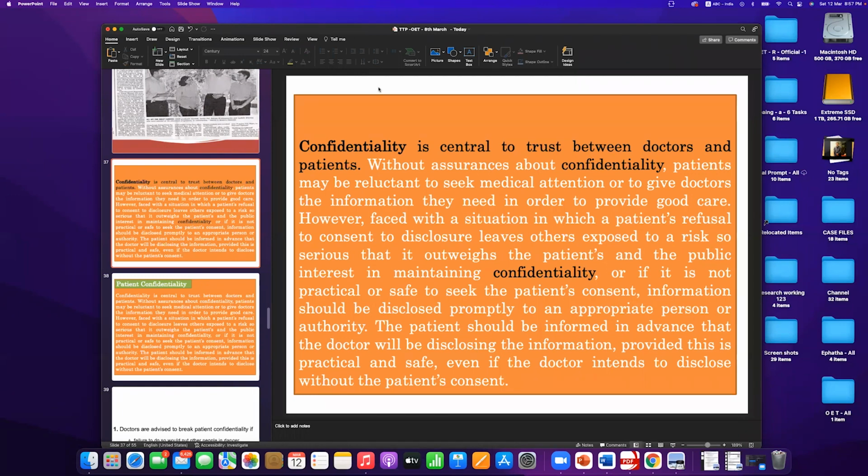However, faced with the situation in which a patient's refusal to consent to disclose leaves others exposed to a risk so serious that it outweighs the patient's and the public interest in maintaining confidentiality, or if it is not practical or safe to seek the patient's consent, information should be disclosed promptly to the appropriate person or authority. The patient should be informed in advance that the doctor will be disclosing the information, provided this is practical and safe, even if the doctor intends to disclose without the patient's consent.